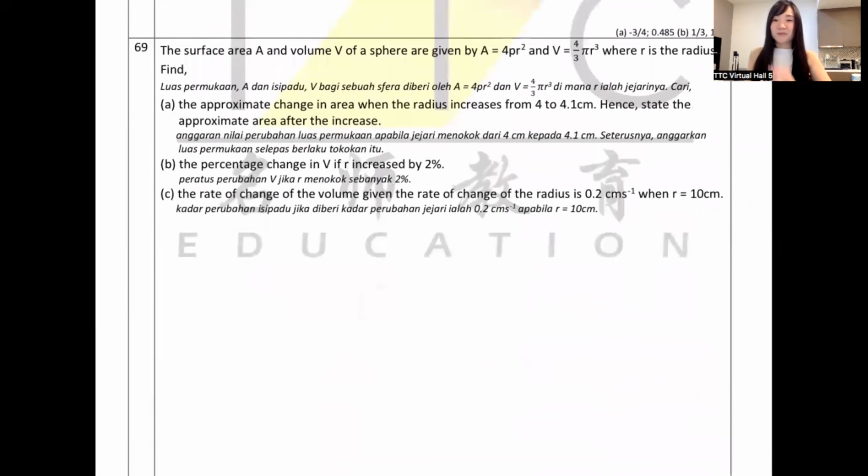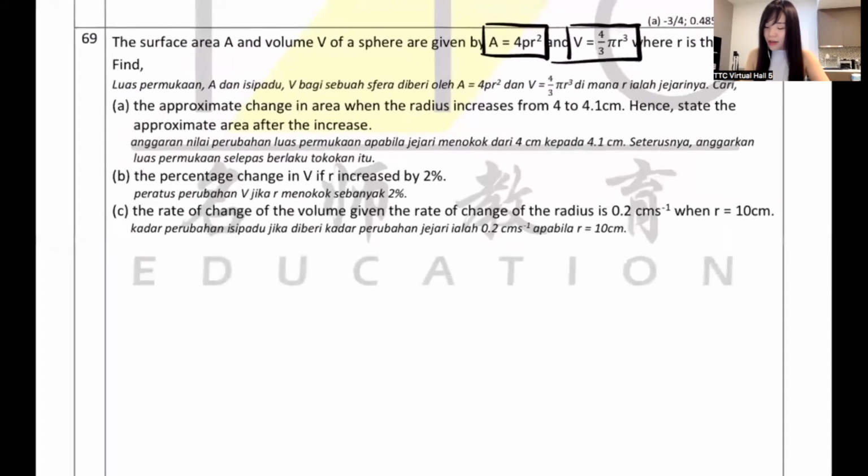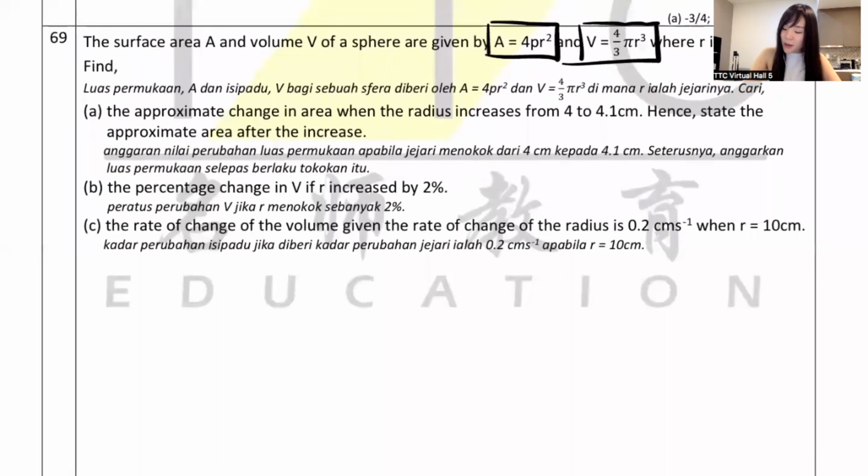Yeah. Okay? Let's do it. They say the surface area and volume of a sphere is this and this. Good. They give me the equation. Feel like no need to memorize myself. Where R is the radius, okay? Fine. Find the approximate change.